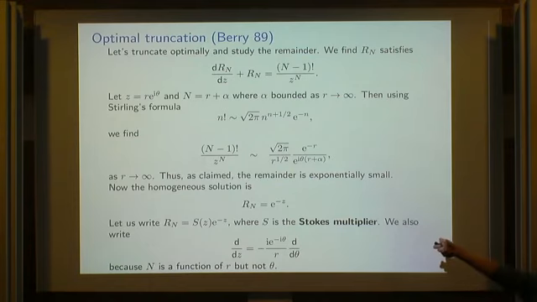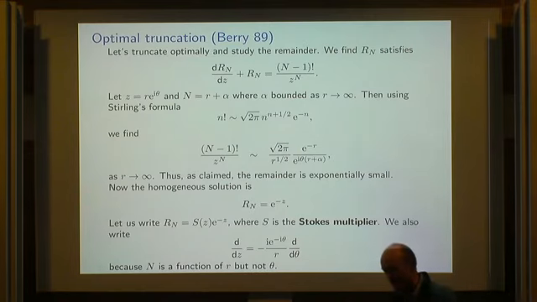So n can now just be written as r plus alpha. Alpha is just there to make it an integer, where r is not necessarily an integer. So alpha is bounded as r tends to infinity. And then I'm going to use Stirling's formula on the factorial, and when you do that, you work out what this thing is, and it turns out to be this. So you see that e to the minus r in there, it is exponentially small, as I claimed.